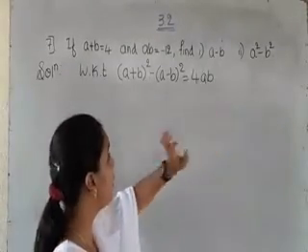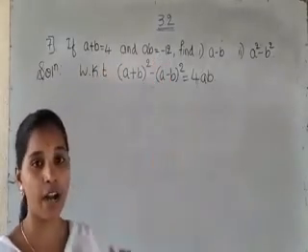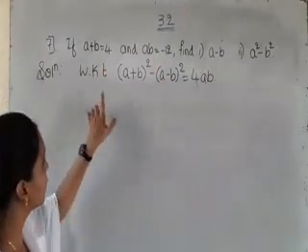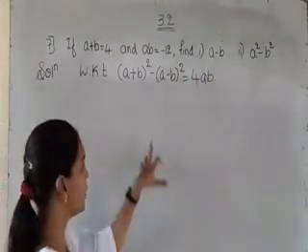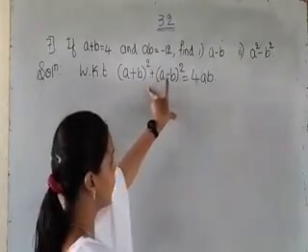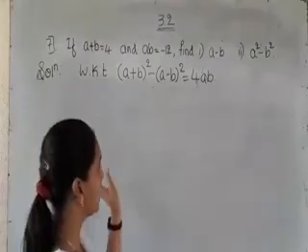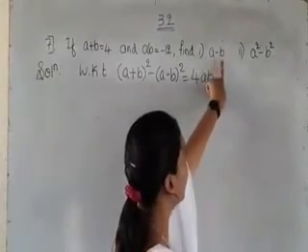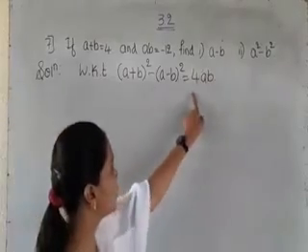We have to observe which terms they have given. According to that, we have to choose the identity. If they asked for 2 times (a square plus b square), then we have to take (a plus b) whole square plus (a minus b) whole square. Then we will get the value of 2 times (a square plus b square). But here they asked to find a minus b. There is no a square plus b square term here. So we have to use this identity.